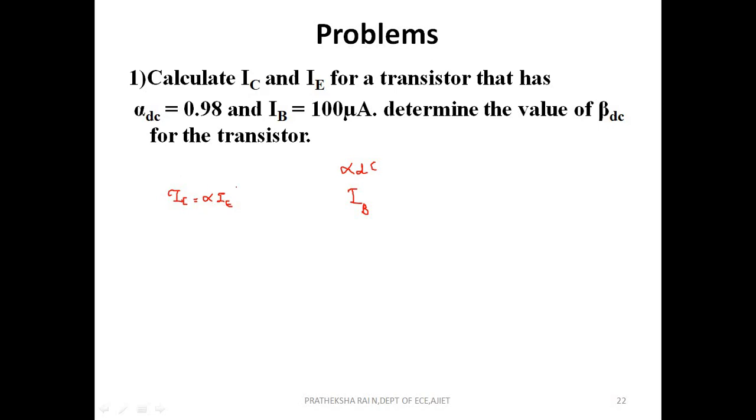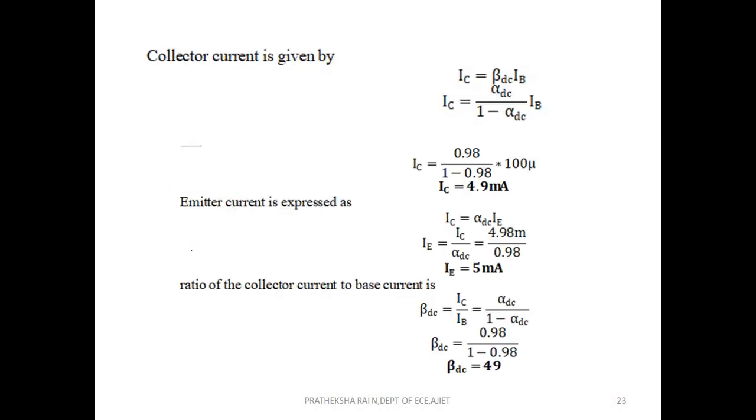So from this, we don't know IE, we don't know IC. Now how can we relate alpha DC with beta DC? Yes, we have one more formula. Beta DC is equal to alpha DC divided by 1 minus alpha DC. So let's substitute in that. IC is equal to beta DC into IB, so IC is equal to alpha DC divided by 1 minus alpha DC into IB.